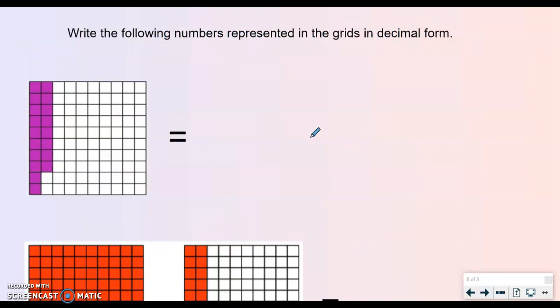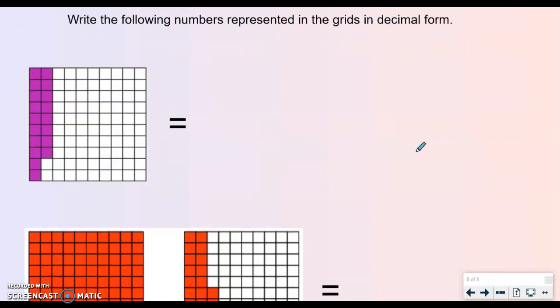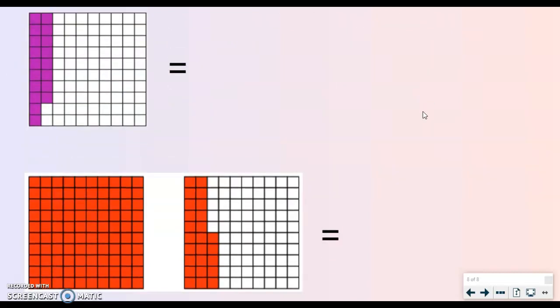So real quick, one more activity is I wanted you guys to take another chance at converting the grids, the pictures or models, into decimals. So go ahead and pause the video real quick and figure out how to write both this one up here and then these down here as decimals.